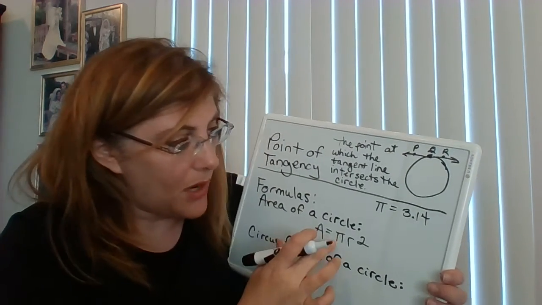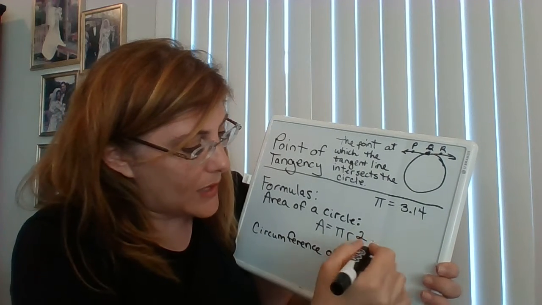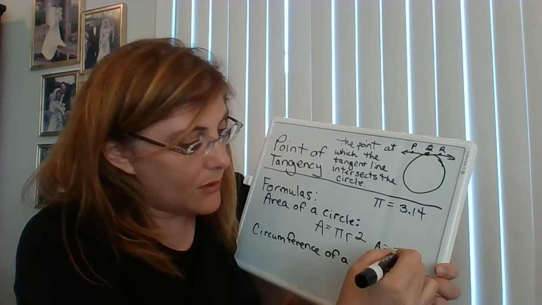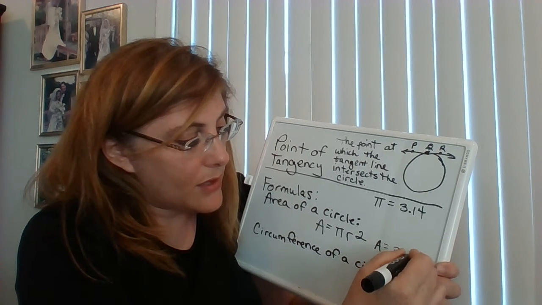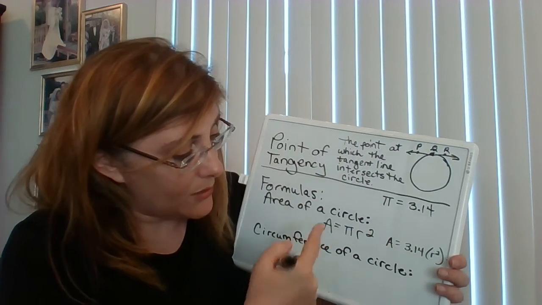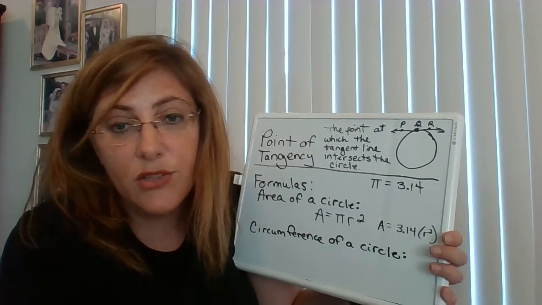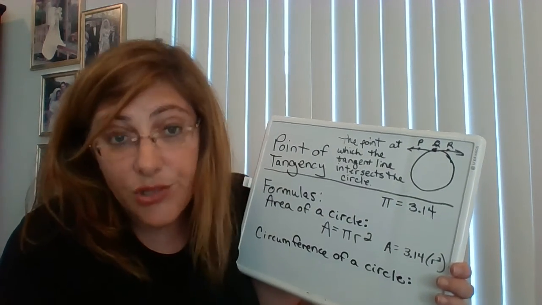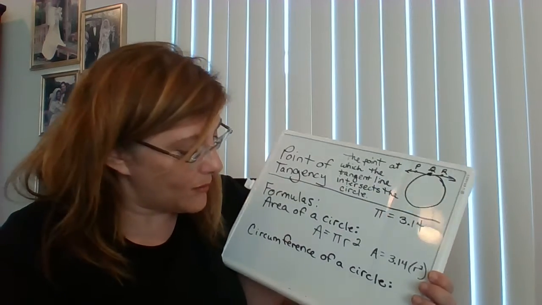So if you see pi in an equation, you can say basically area equals 3.14 times the radius squared instead of area equals pi times the radius squared, because those mean the same thing. 3.14 and pi are interchangeable, so you can use either one.